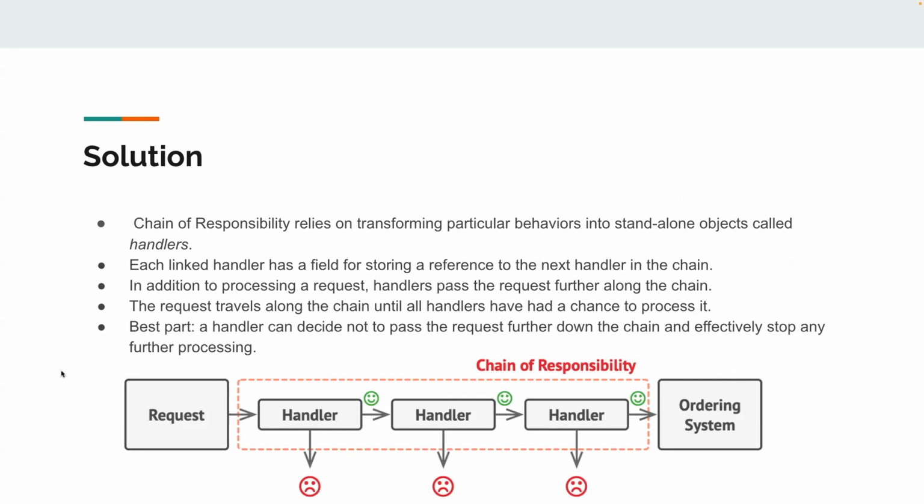To avoid this, there's a solution by implementing the chain of responsibility pattern, where when the request comes in, we can put each handler, one for authorization, one for authentication, one for validation. So if each passes, then only it will go to the next handler. Otherwise, we can stop the request right there itself. The best part of this pattern is that we can decide not to pass the request further down the chain and stop any further processing.